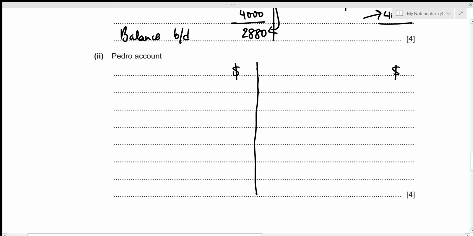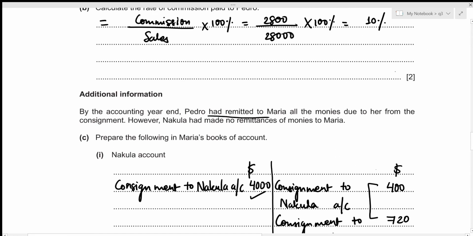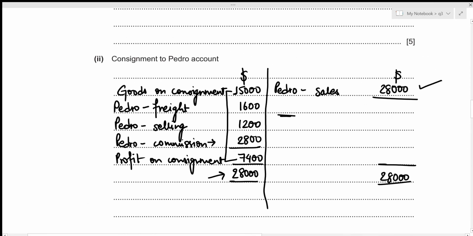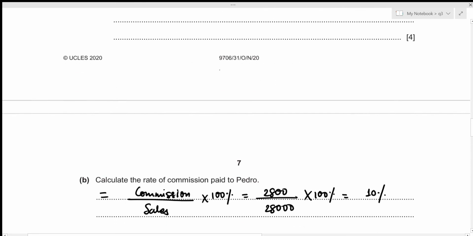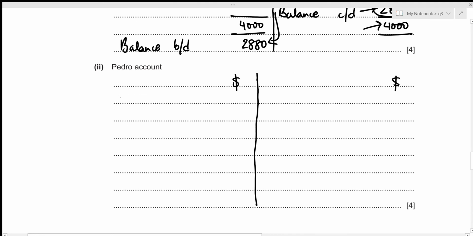Okay, so now we just repeat the same process that we did for Nakula. So let's have a look at consignment to Pedro account. We can see that Pedro is being mentioned here, and this amounts to 28,000. So this is on the credit side, right? Which means that in Pedro account, this value of 28,000 will be recorded on the heading of consignment to Pedro account, but on the opposite side, which is the debit side now. So let's do that. We have consignment to Pedro account. And this reflects the sales made amounting to 28,000.